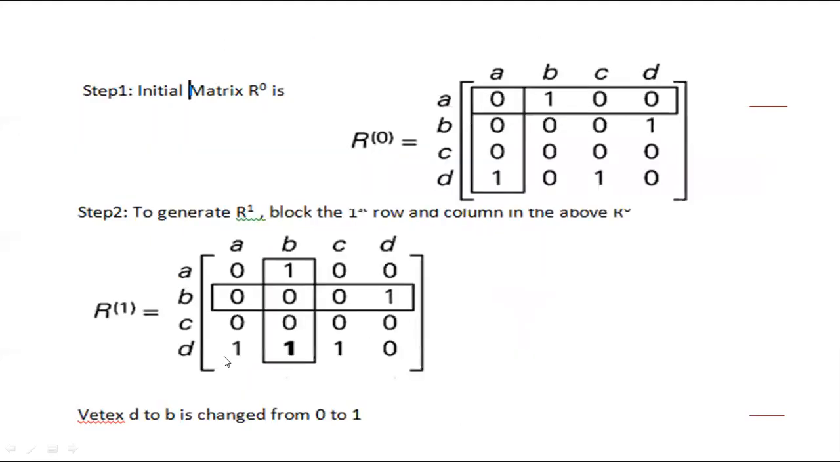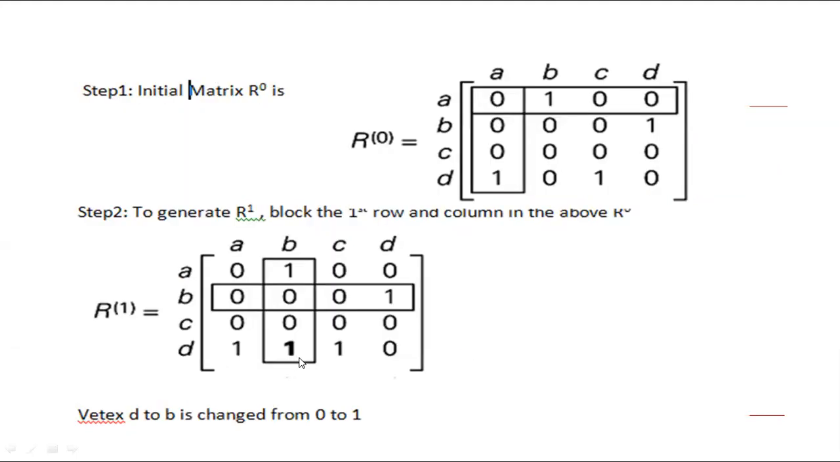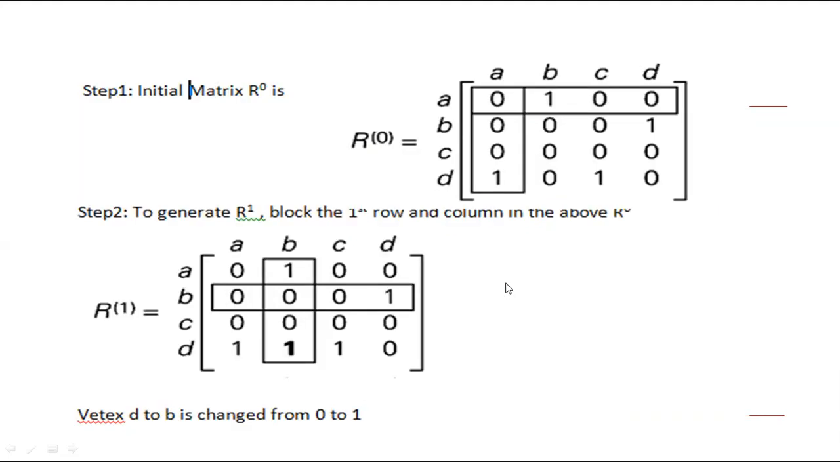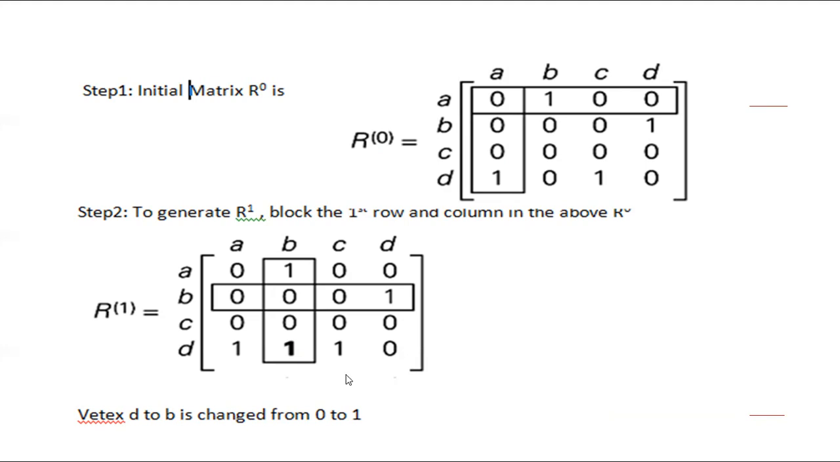Next one, D to A 1, D to B 0. Yes or no? So next D to C 1. All of you, D to D 1. D to B, taking two pairs, D to A and D to B. D to B is 1. Next one, D to C is 1, D to D is 0. So vertex D to B is changed from 0 to 1. Yes or no? Yes, all of you. In the previous example, this is the only change. Vertex D to B is changed from 0 to 1, it is replaced.